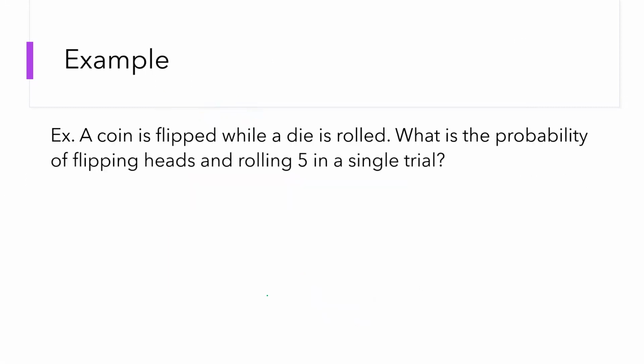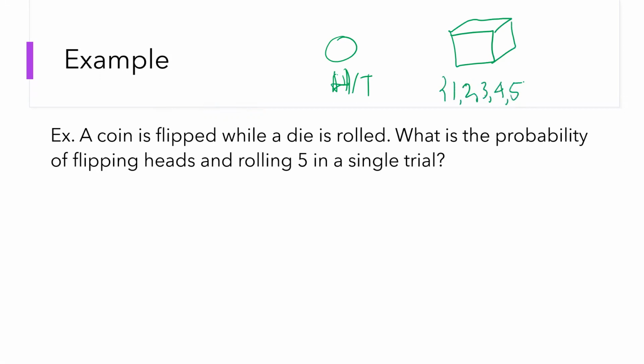Let's look at an example here. We're flipping a coin and then we roll a die. I'm just going to draw this out here. Obviously we have heads or tails for the coin. And then for the die, we have 6 different outcomes and I'm just going to write them out: 1, 2, 3, 4, 5, and of course 6.